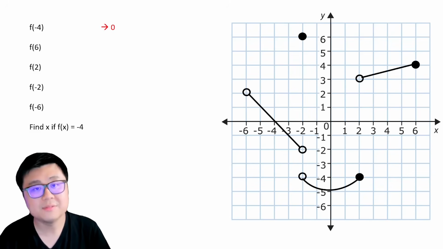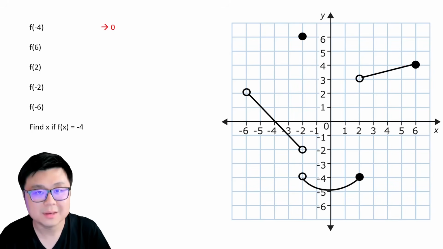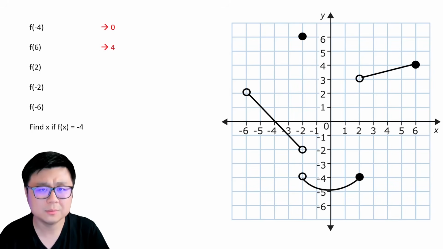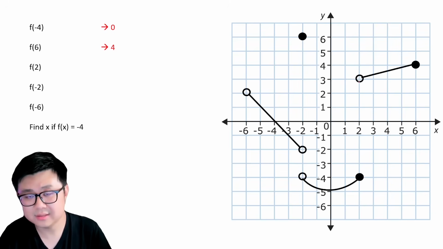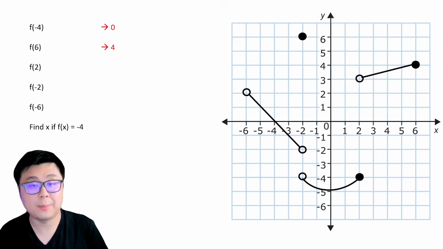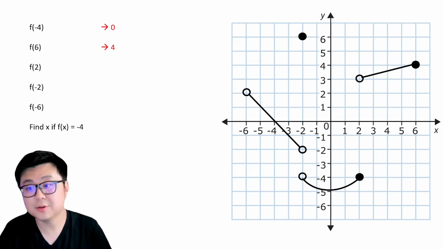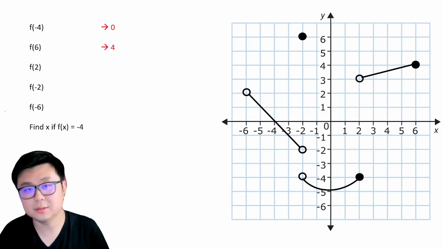Same thing, f of 6. When x is 6, what's the y value? It's 4. F of 2. Well, when x is 2, notice that there is a circle above it and a dot below it. Remember, an open circle in math represents non-inclusive, so there's actually no point there. It's hollow. But luckily, there is a point down here, so when the input or the x value is 2, the output is -4 for your y value.